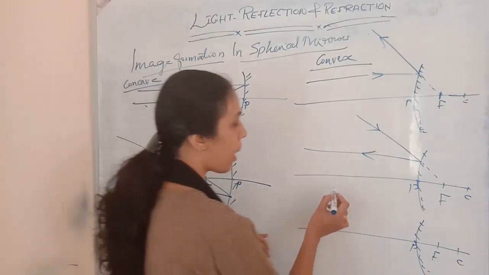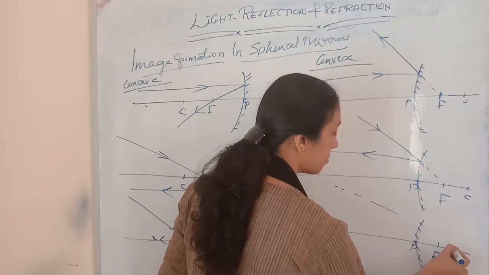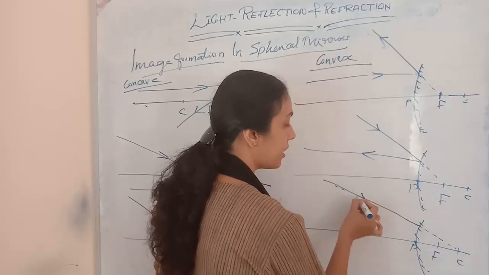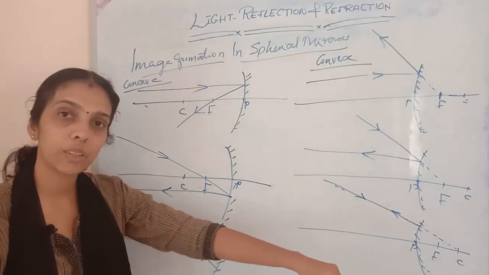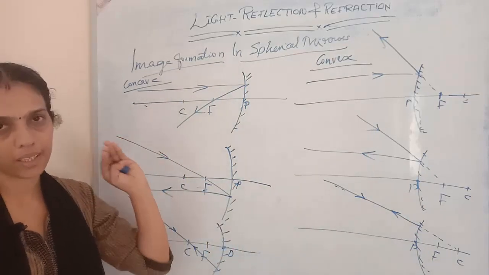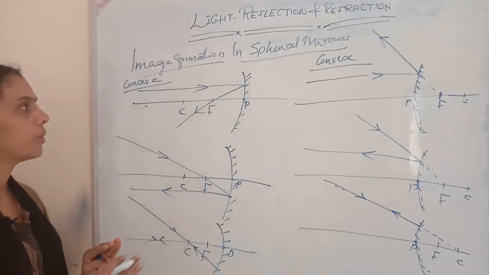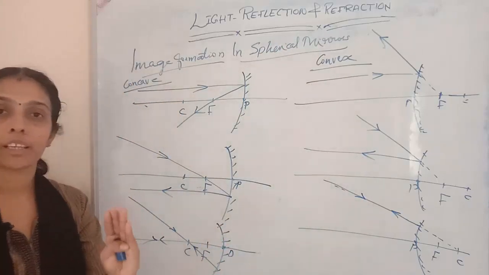So the rays which appear to come through the center of curvature, you can keep the scale over here and then after this you can draw the continuous line. Which appear to come towards the center of curvature, after reflection it will retrace its path. Okay, so these are the three rules for a concave mirror and a convex mirror to find out the position of image.